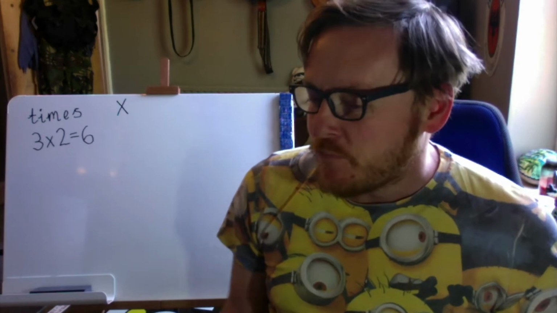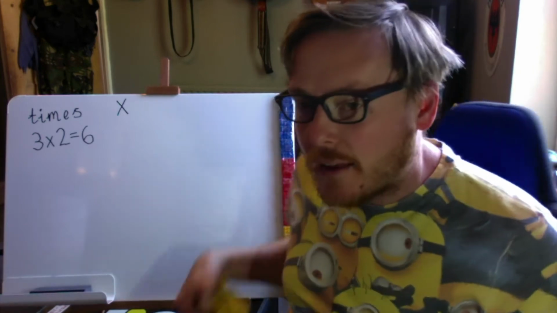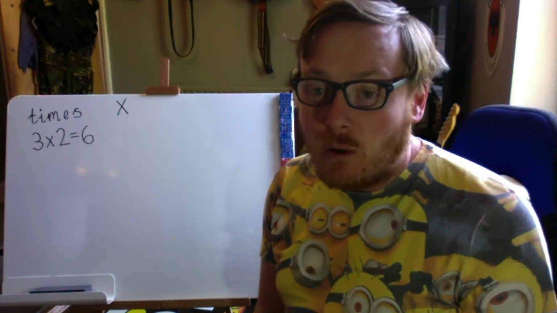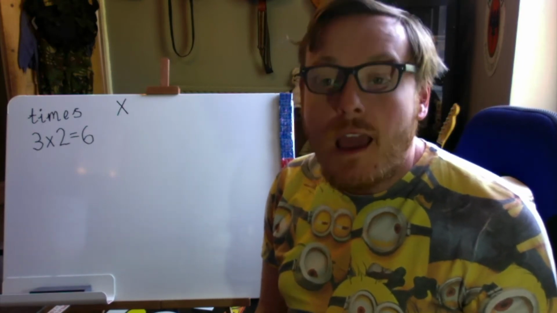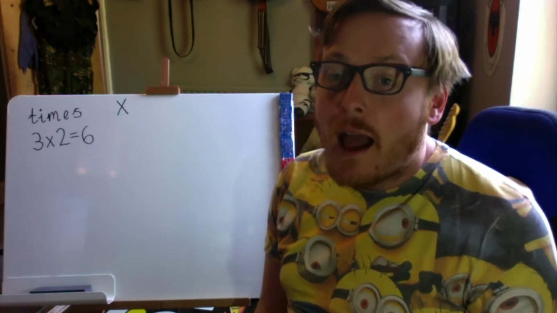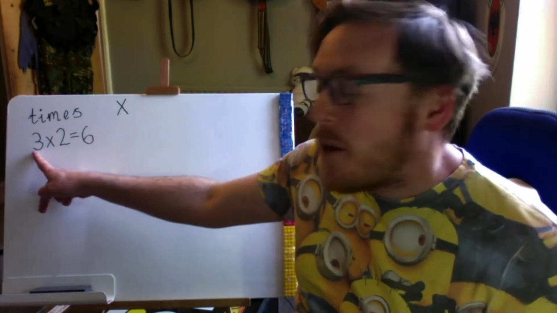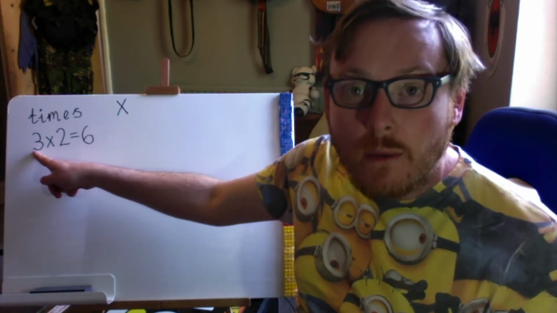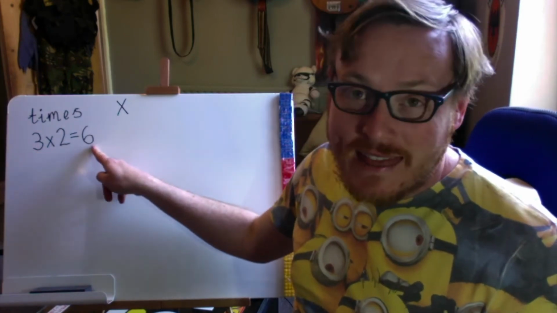Hello everybody. Now last week we had a look at dividing. This week I want us to have a look at times, which is the opposite of dividing. Now normally when we do a divide, our big number is always first, but in a times it is the opposite. So our big number is always going to be at the end.